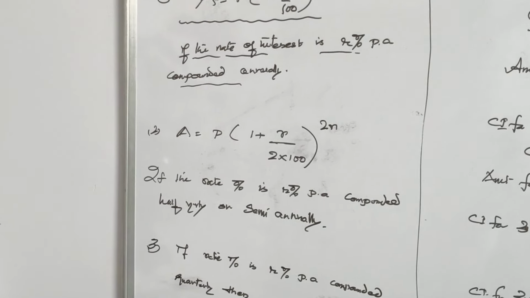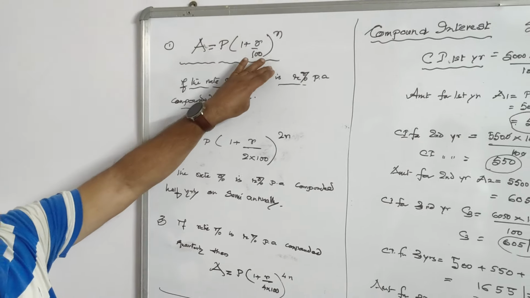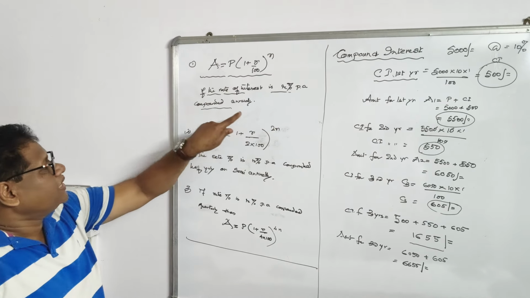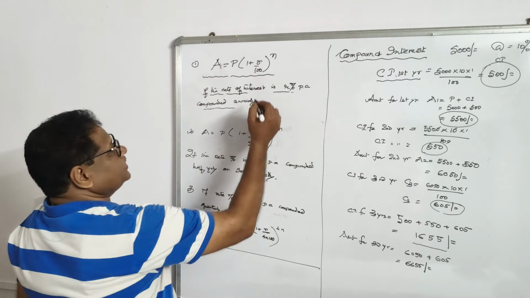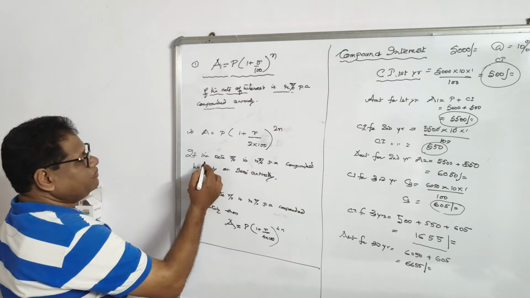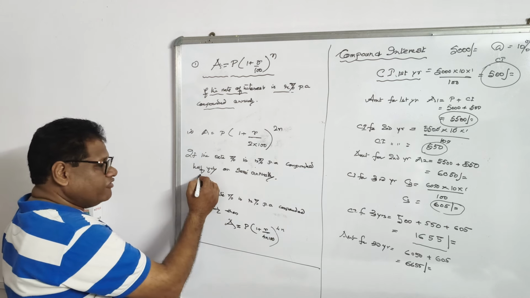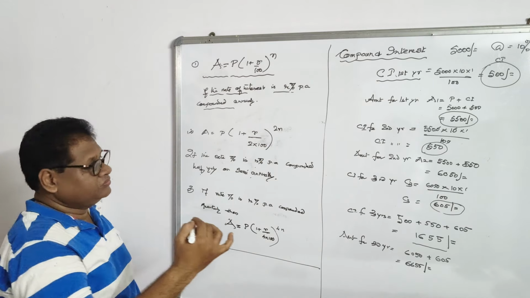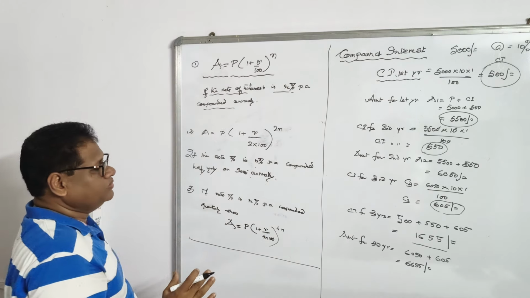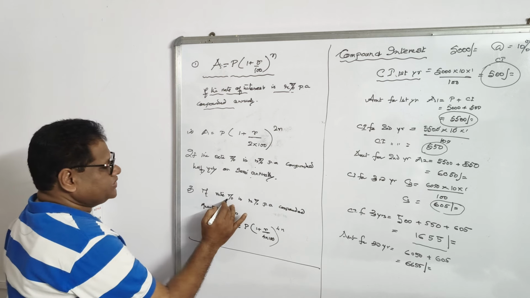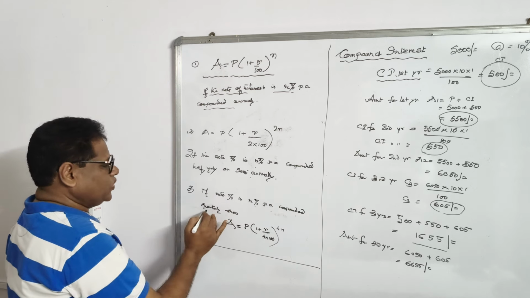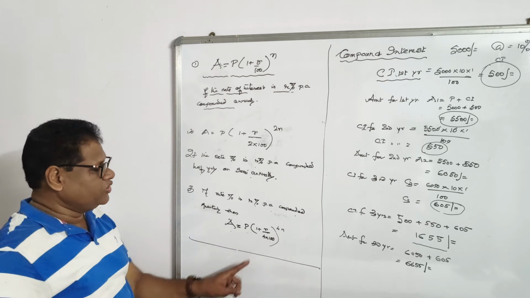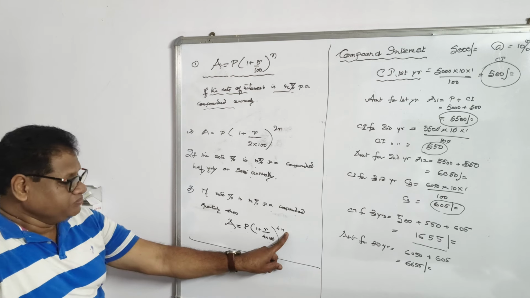So these are the expressions which are special cases of this particular formula. Don't expect that you are always going to apply the same formula. It depends, so read the question properly. If the rate percent is r% per annum compounded annually, then this is the expression. If the rate percent is r% per annum compounded half yearly or semi-annually, then the rate will be reduced to half and the time will be doubled. Similarly, if the rate percent is r% per annum compounded quarterly, then the amount will be principal into 1 plus r by 400 to the power 4n.